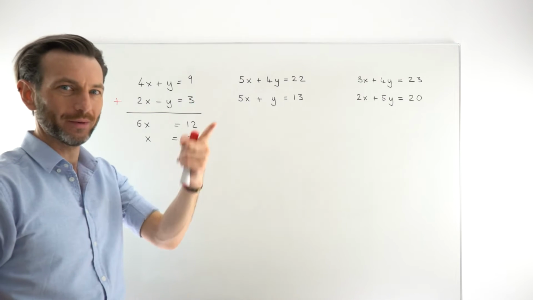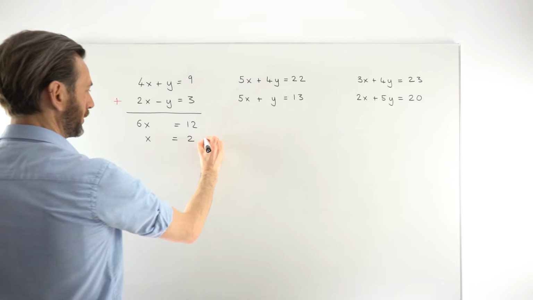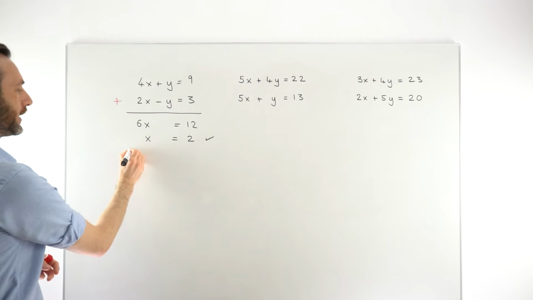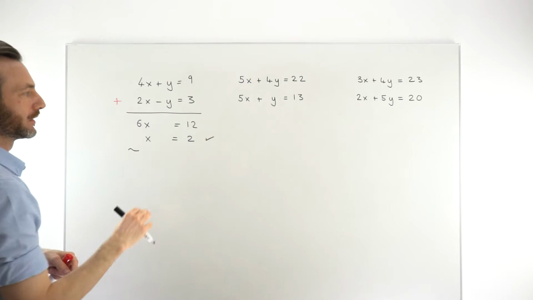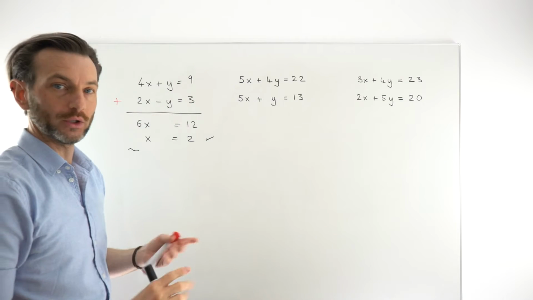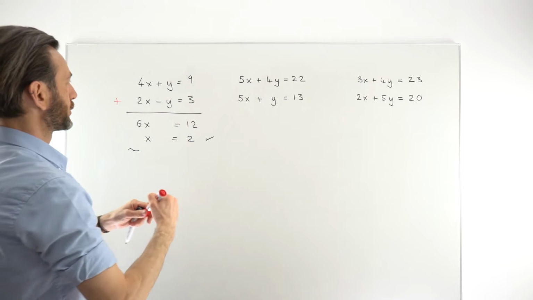I'm already one step ahead of myself there. So x equals 2 is the first solution. So that's the x value. To get the y value, we're just going to take that solution and substitute it into one of the equations. It doesn't matter which one you substitute it into. It really doesn't matter. Whichever one appeals to you.